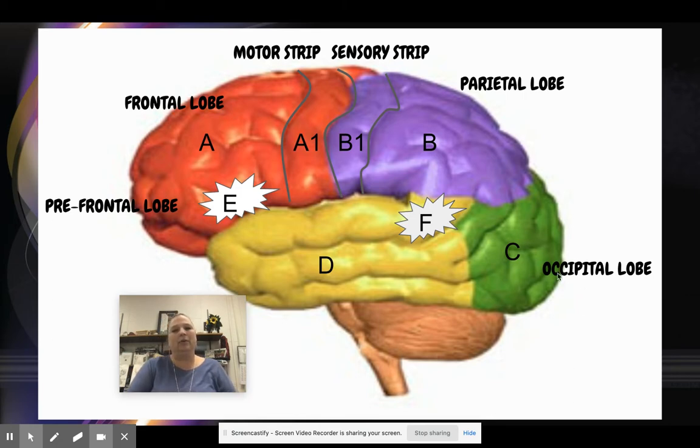Now, does anybody know when you hear that first word, that occipital, what that OCC kind of stuff sounds like? Has to do with your eyes. Ocular has to do with your eyes. Okay, so this is what helps you see. It's kind of weird. Think of it this way.